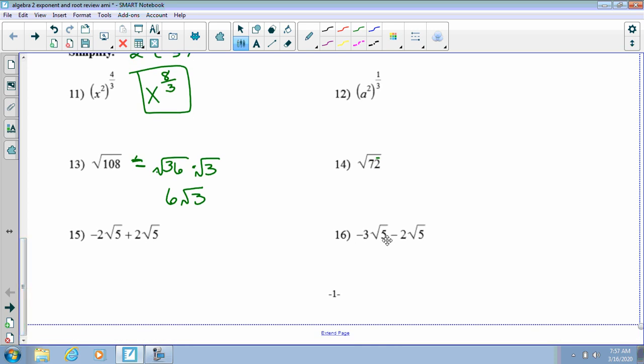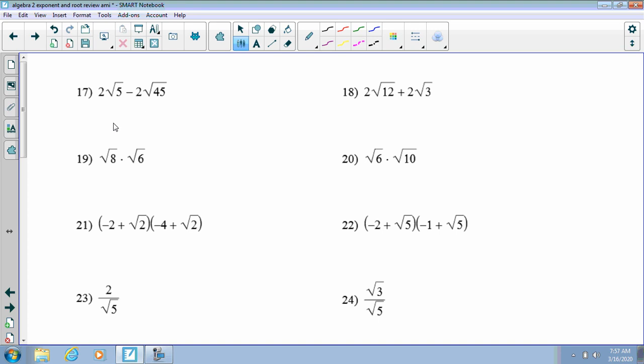On 15 and 16, we're adding and subtracting square roots when they have the same root already, which is pretty nice. We have negative 2 roots of 5 plus 2 roots of 5. We just say, what is negative 2 plus 2? And that's going to be 0 roots of 5. We don't have to write the roots of 5, because 0 times anything is just 0. So I just combined negative 2 plus 2, and that was 0. And you keep the number at the end. Do the same thing on number 16. Okay? We're going to go to the next page.